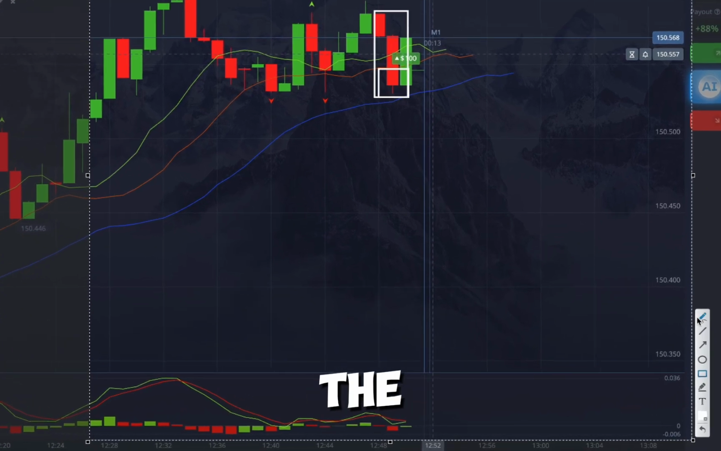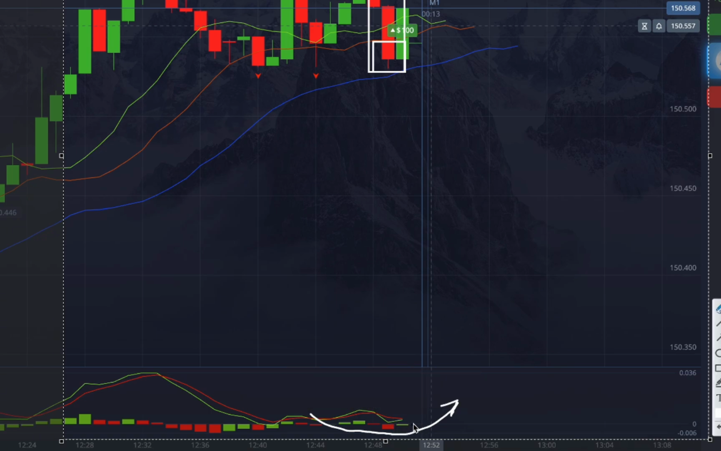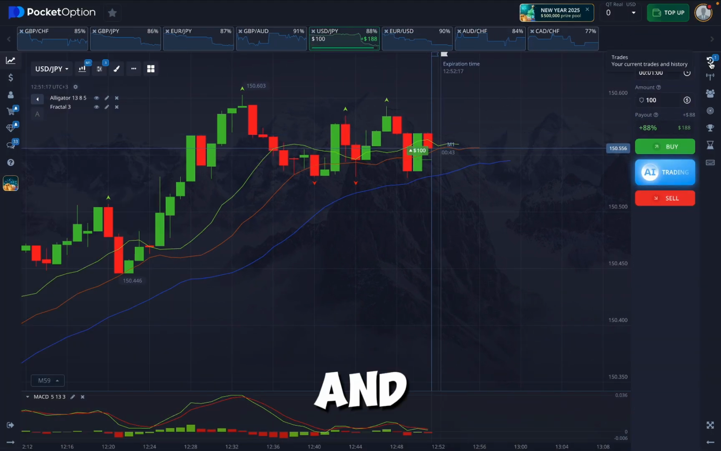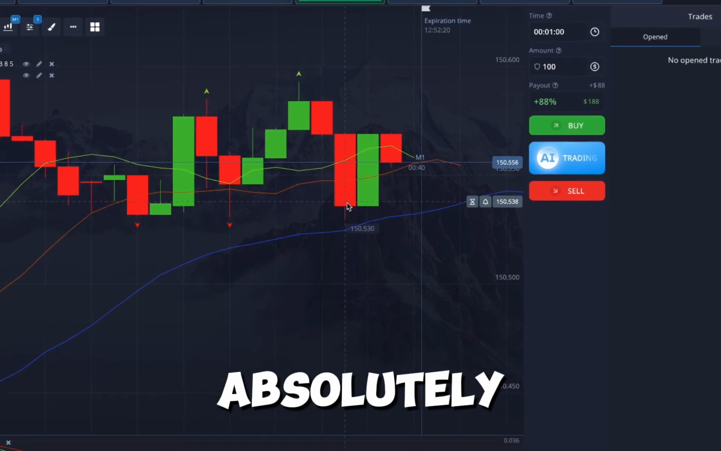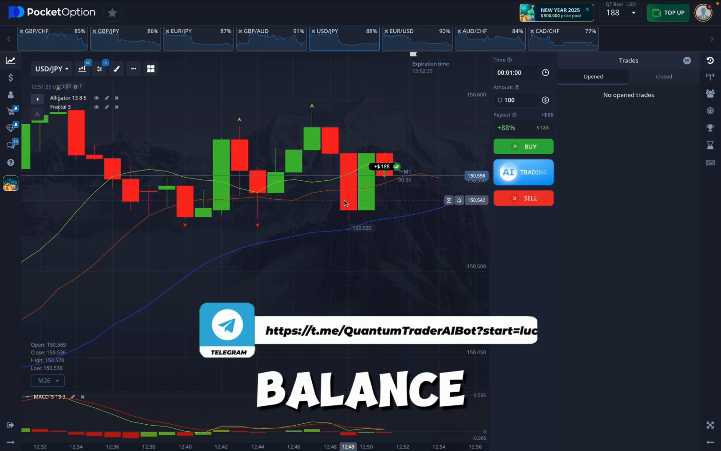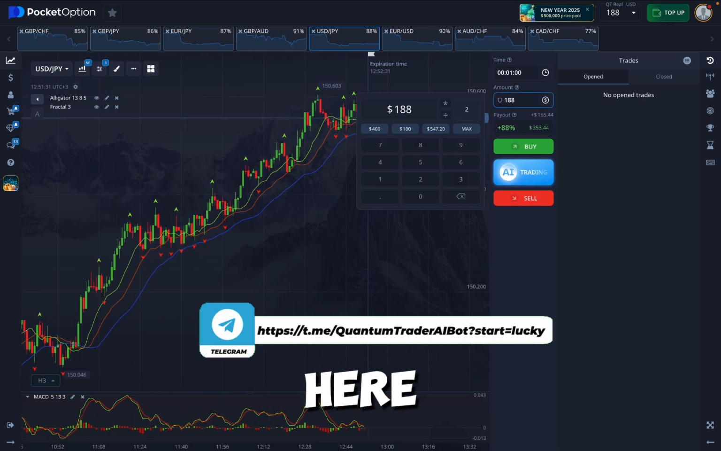Also, the moving line of the oscillator is above this average value, and so here, after such a rebound in the dynamics, in the form of 2 red candles, I preferred to open a position on the upside. And on the whole, I was absolutely right. Further position is opened also for the maximum balance amount. I hope I have explained everything clearly here.